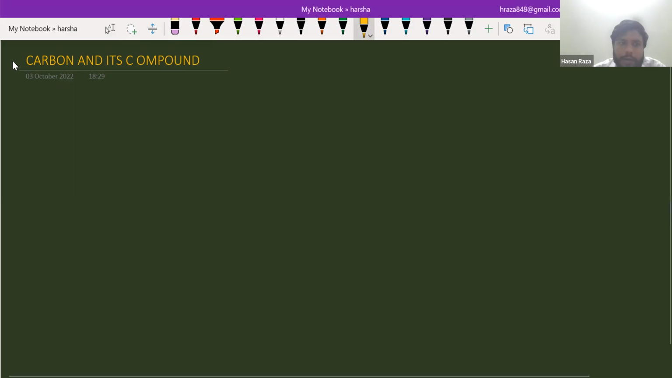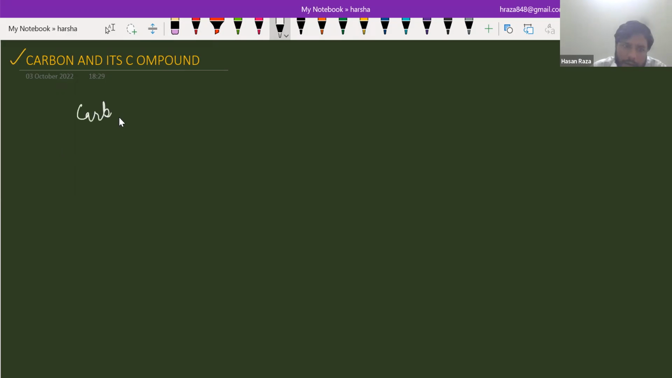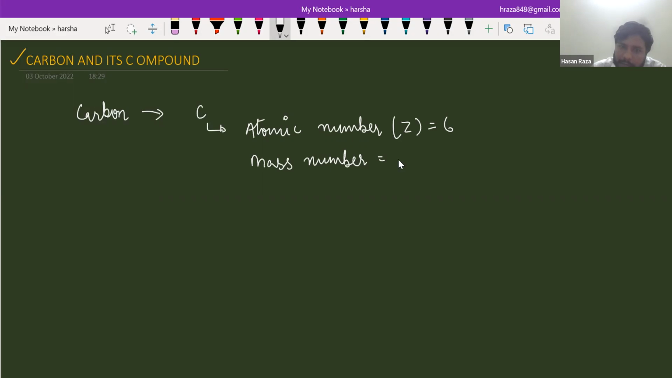Basically, today we are going to start the new chapter, the fourth chapter of chemistry, that is carbon and its compounds. Everyone knows that carbon has the symbol C, and it is also known that its atomic number is denoted by Z equals 6, and its mass number, or you can say atomic mass, is equal to 12.